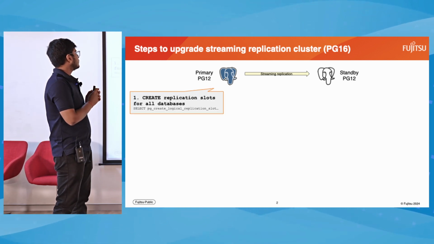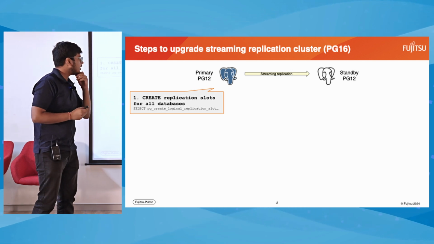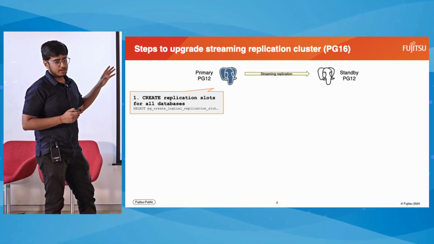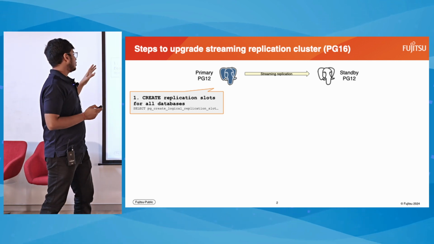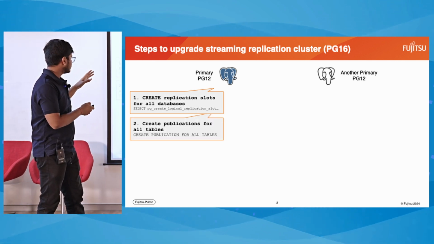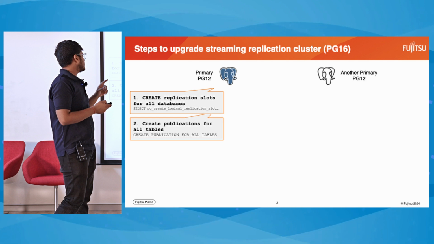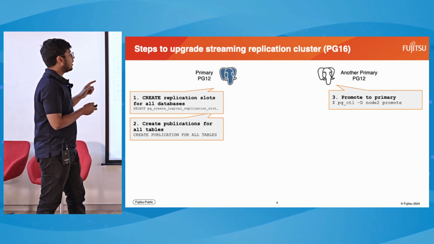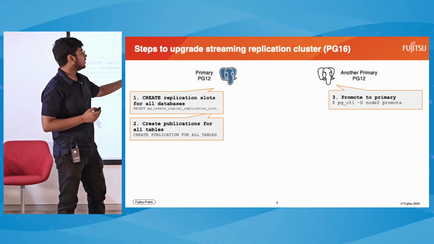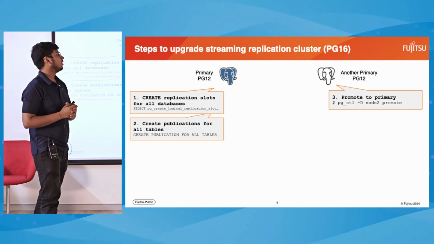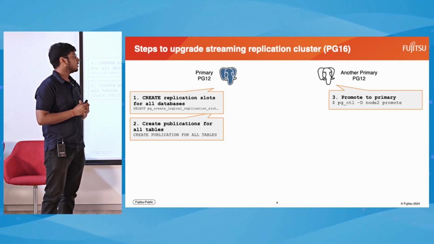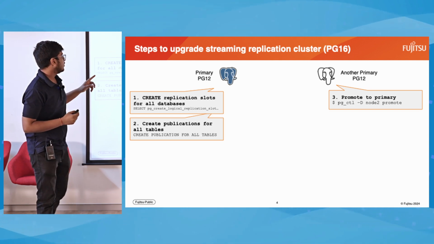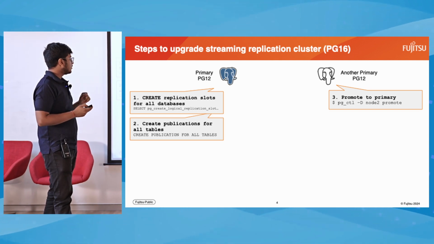So yeah, for this step, first what I will do is create replication slots for all the databases on node 1. Then we will create a publication for all the tables on node 1. And then we promote the standby node, node 2, to primary. While doing that, we should keep track of the LSN on node 1.